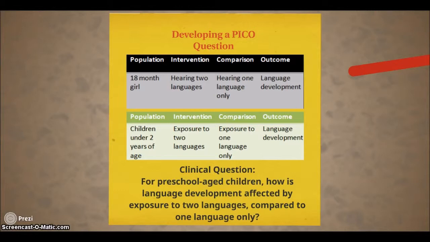Depending on the research, this may encompass various things. Using the PICO elements, a clinical question can be constructed. For this scenario, a clinical question might be, for preschool-aged children, how is language development affected by exposure to 2 languages compared to 1 language only?